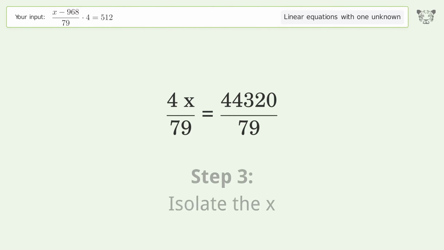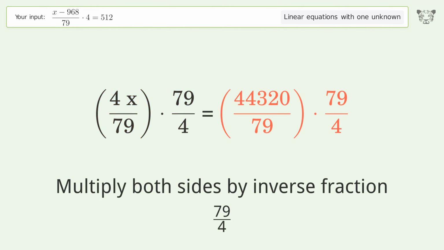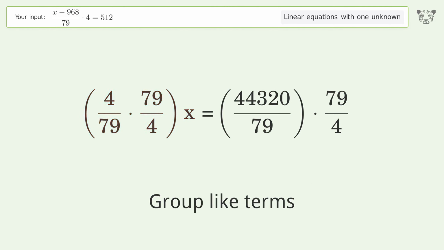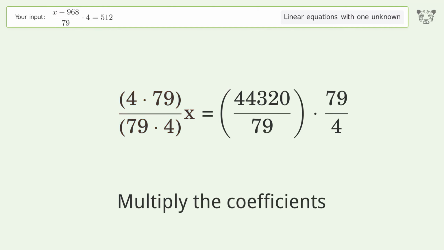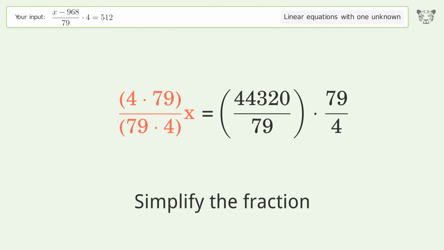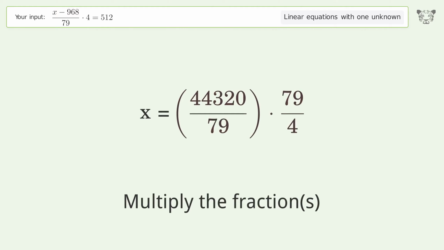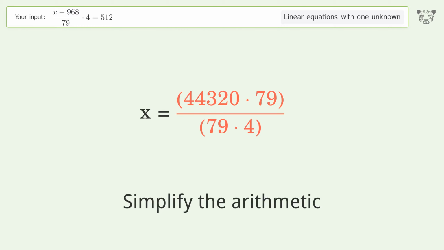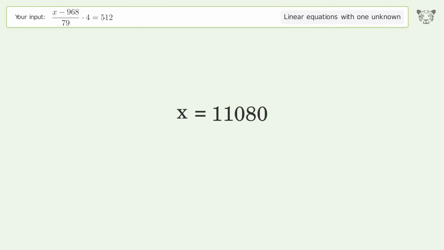Isolate the x. Multiply both sides by inverse fraction 79 over 4. Group like terms. Multiply the coefficients. Simplify the fraction. Multiply the fractions. Simplify the arithmetic. And so the final result is x equals 11,080.